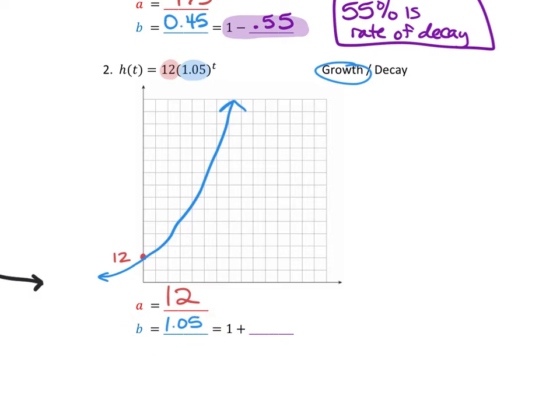But if I want the rate, I'm going to have to do this math to figure out what I had to add to 1 to get 1.05. And hopefully it's pretty obvious that you had to add 0.05 to get 1.05. Now, what percentage is that? How do you change 0.05 into a percent? Remember the Dr. Pepper rule tells me that I move the decimal point 2 spots to the right to create a percent, and this would be 5%.